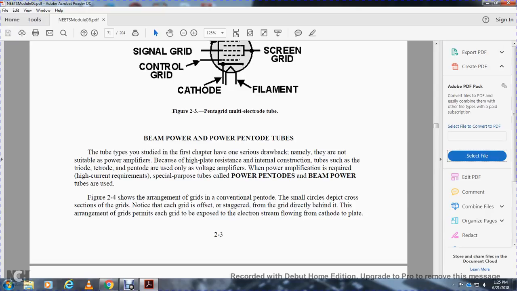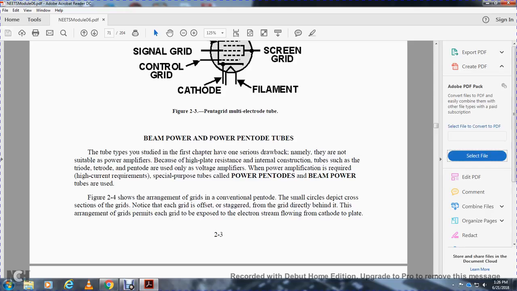They have one serious drawback, namely that they are not suitable in powerful amplifiers because of the high plate resistance. Internal construction of tubes such as the tetrode and pentode are used only as voltage amplifiers. When pure power amplification is required for high current requirements, special purpose tubes called power pentodes or beam power tubes are used. Figure 2.4 shows the arrangement of the grids of a conventional pentode.